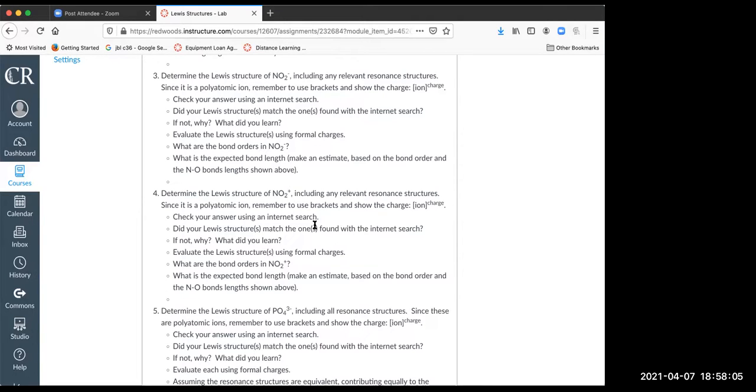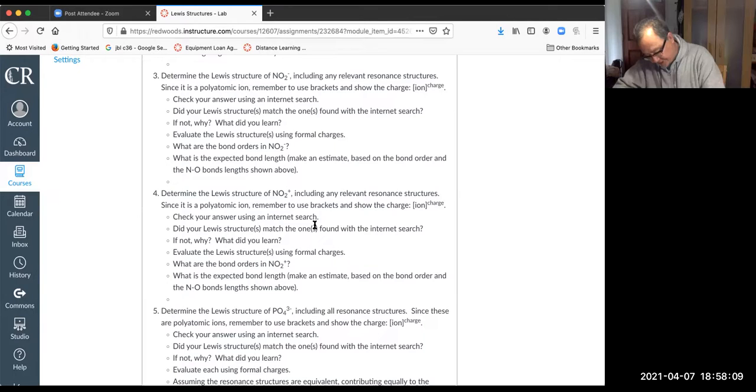So it's very similar to the previous one. Yes. Now, there is one more thing with the 2 structures you get. You need to put brackets around it plus a -1 on the outside because that's what you do with ions. So once you get your formal charges, let me know.